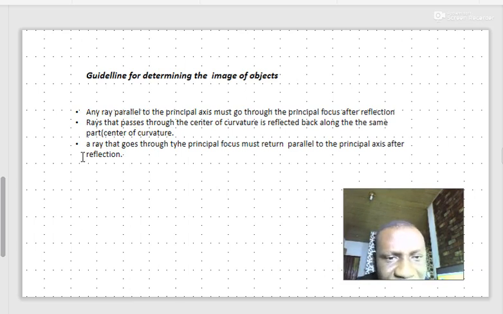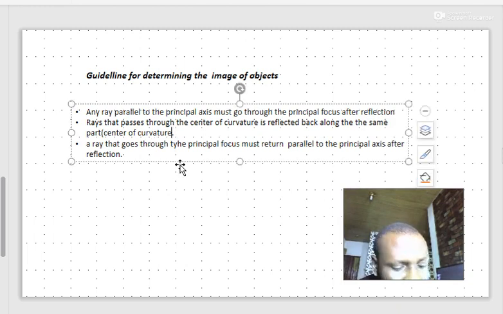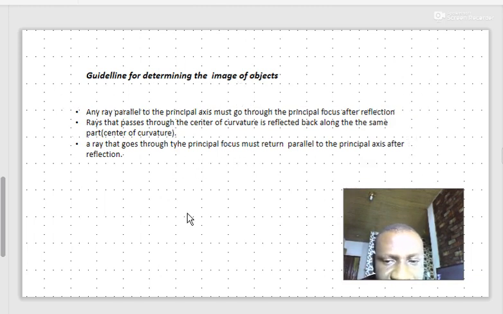Then a ray that passes through the center of curvature is reflected back along the same path, that is along the center of curvature. So any ray that passes through the center of curvature behaves like the normal ray that we saw under plane surface reflection. You know that any ray that passes through the normal reflects back and travels back along the normal.